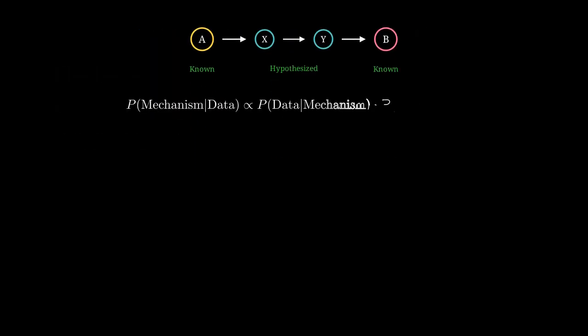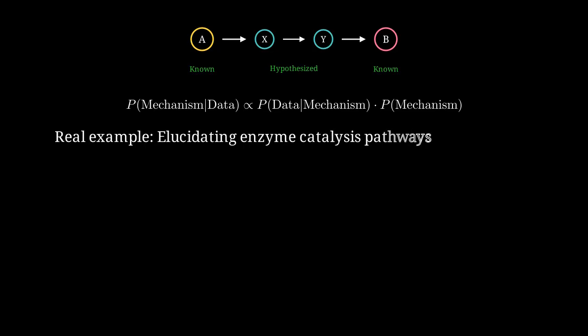The probability of each mechanism given the data is proportional to how well it explains the data times its prior plausibility. This approach has been used successfully to elucidate complex enzyme catalysis pathways in biochemistry. Despite its power, computational abduction faces practical limitations.